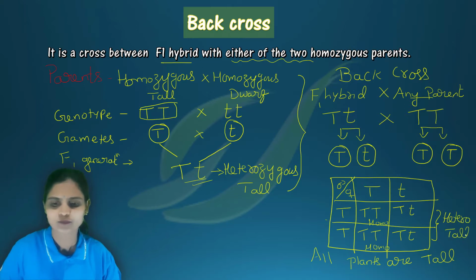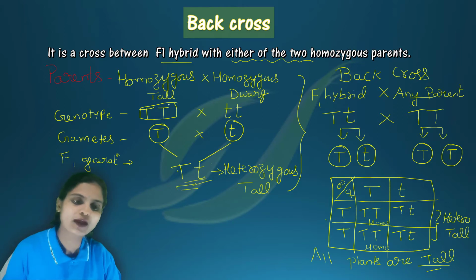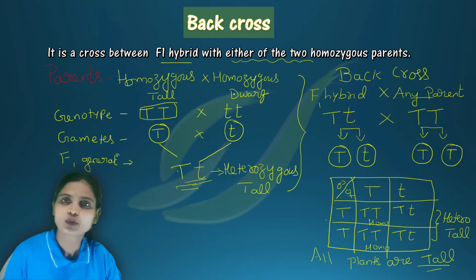Heterozygous tall. So whatever may be, you have got a tall plant. Even in a back cross, now you came to know. So this F1 hybrid is here. This is either crossed back. The name itself is telling: either you are crossing this back to the homozygous tall, or you can cross this F1 hybrid back to the homozygous dwarf.